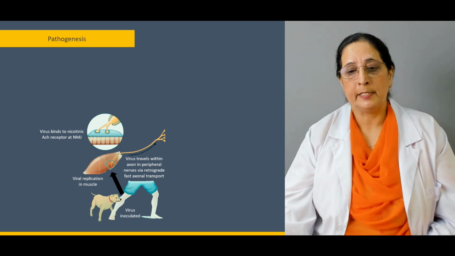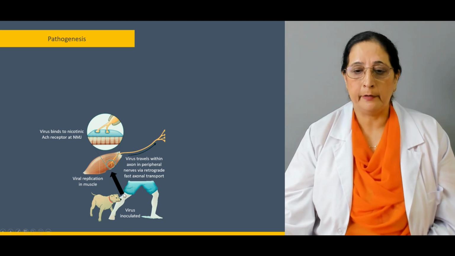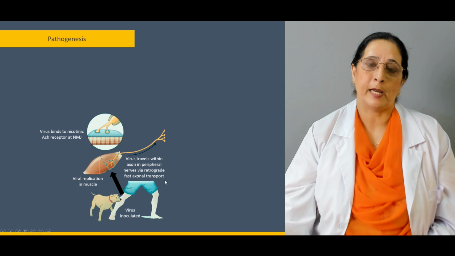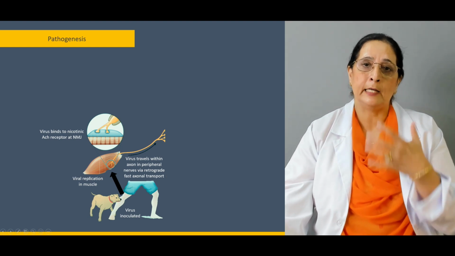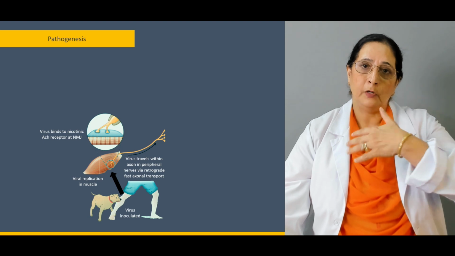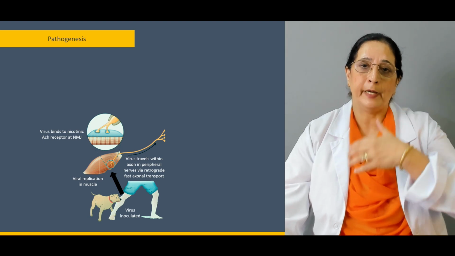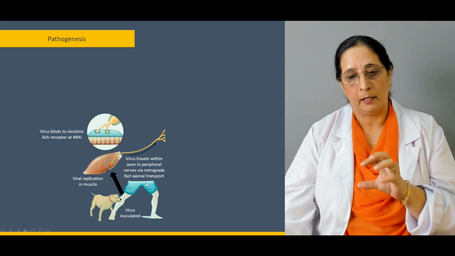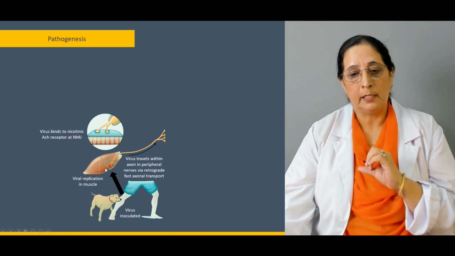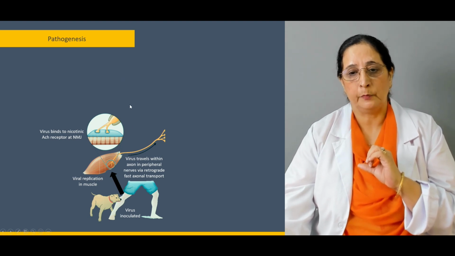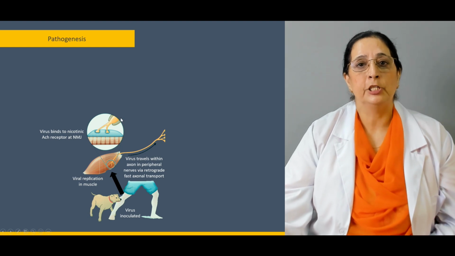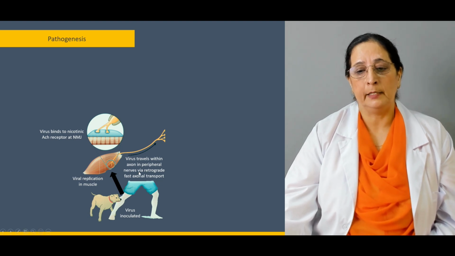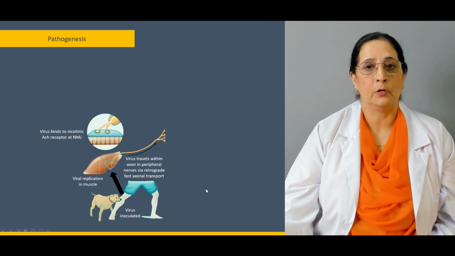So this virus travels within the axon in peripheral nerves via retrograde fast axonal transport. We call it retrograde axonal transport because it is going in the retrograde, backward direction. The virus is inoculated in the leg, and then it goes by retrograde transport and reaches the brain tissue or the brain parenchyma. So it travels by retrograde fast axonal transport.